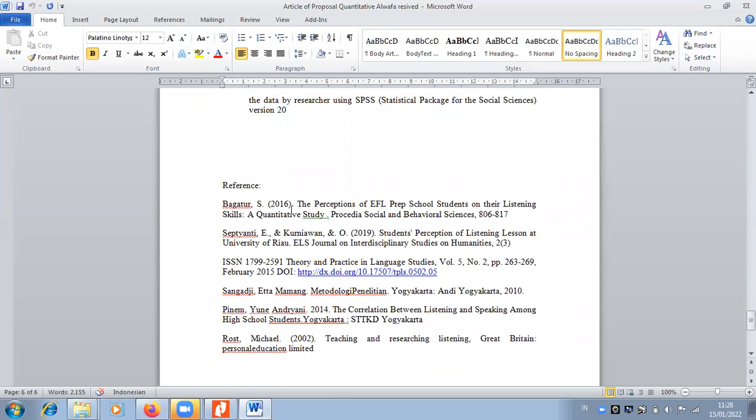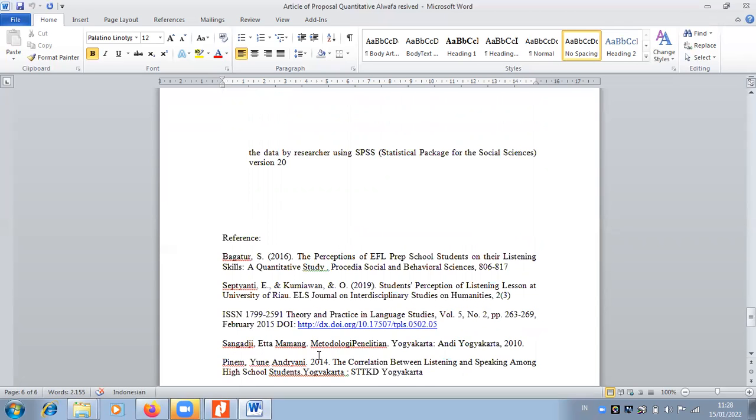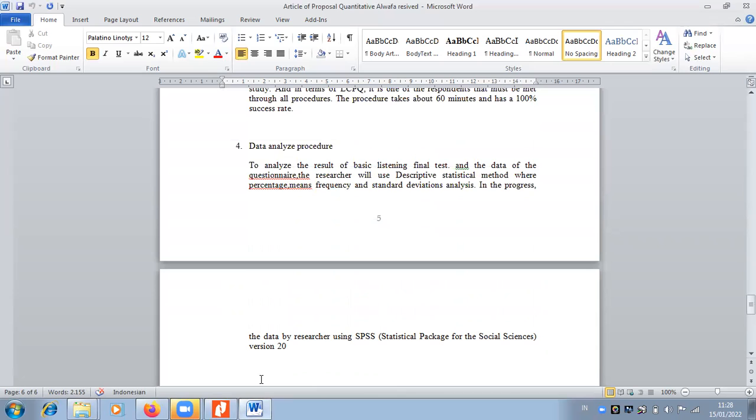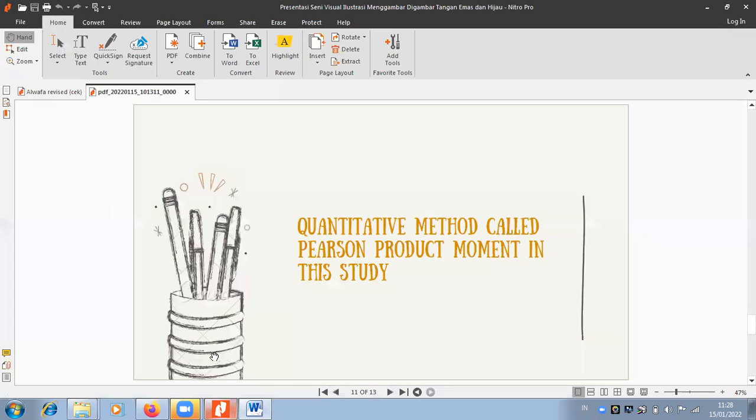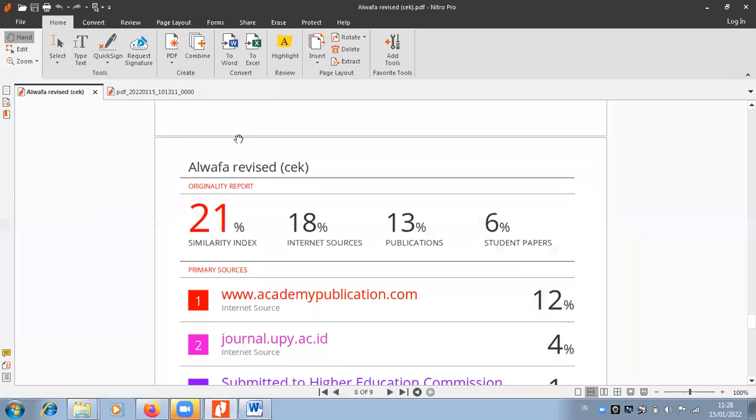are available from 2016 and 2019 from Scopus, and 2010 till 2002. Okay. And how about the Turnitin result? Okay. It is my Turnitin result.